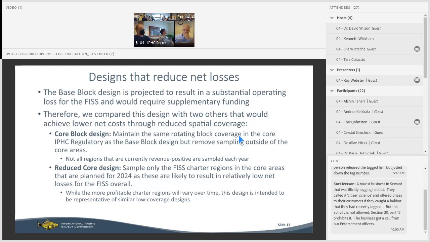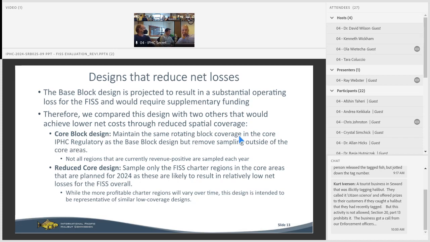But in the last couple of years, the base block design has been projected to result in substantial operating losses for the FISS and would require supplementary funding to implement. So we devised a couple of other designs, which again you've seen in June, but they were discussed yesterday. The core block design maintains the same rotating block coverage in the core areas, but removes sampling outside of the core areas. Again, not all revenue positive areas are sampled each year, so there's potential for increasing revenue within that design.